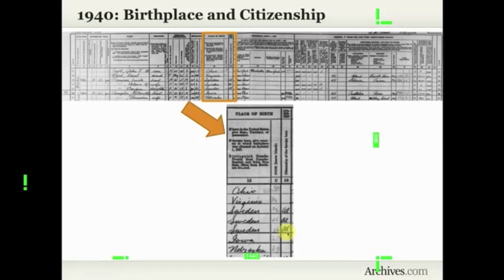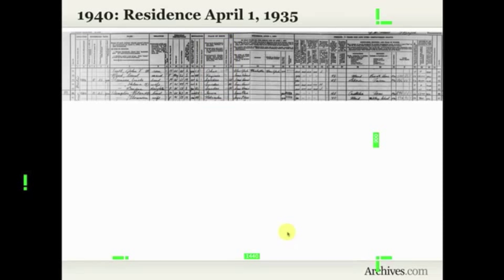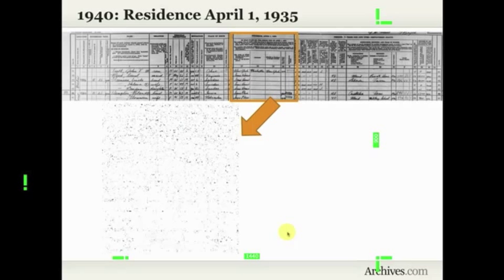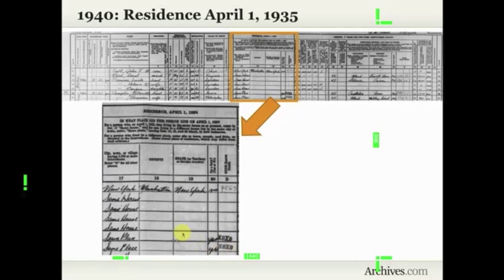Now, the section that trips up people the most in 1940 is the section on residence, April 1st, 1935. They're actually asking, where were you living 5 years ago? And that's this middle section right here, and they were supposed to list the city, the county, and the state where they were living in 1935.